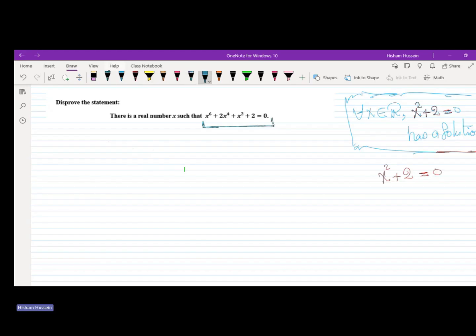From calculus 1, we know that x squared is for sure greater than or equal to 0, right? So this means that in x squared plus 2, I'll add 2 to both sides. By adding 2 to both sides, x squared plus 2 is greater than or equal to 0 plus 2, which is 2. So this means that there are no values that make x squared plus 2 equal to 0. This is the proof, by the way. Okay, so I'll do the same here for this equation. Here we have x to the power 6 plus 2x to the power 4 plus x squared plus 2. Does this equation have a solution? No, this equation has no solution.